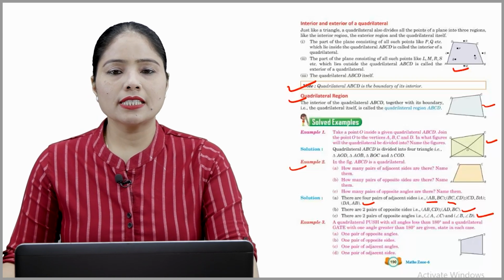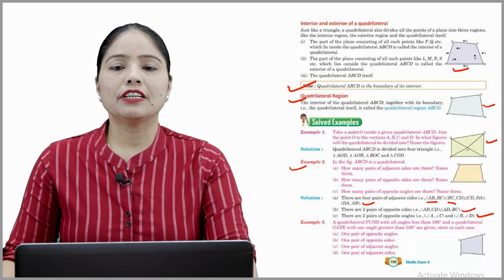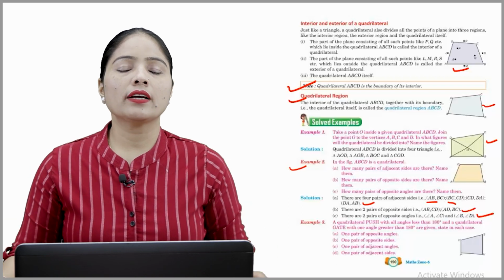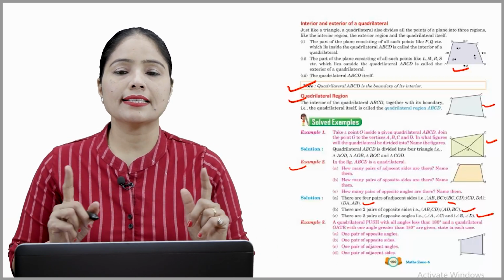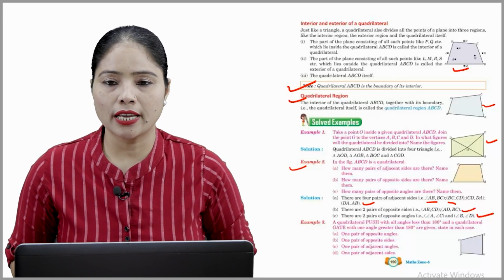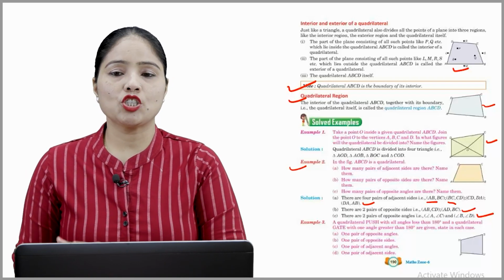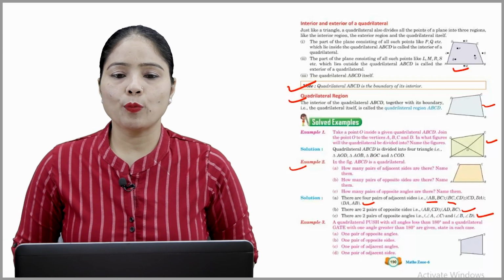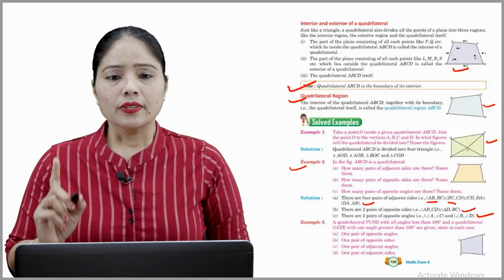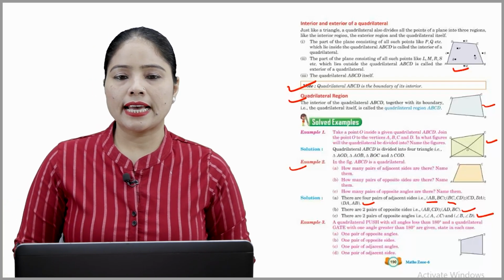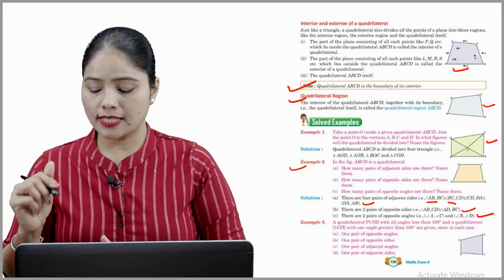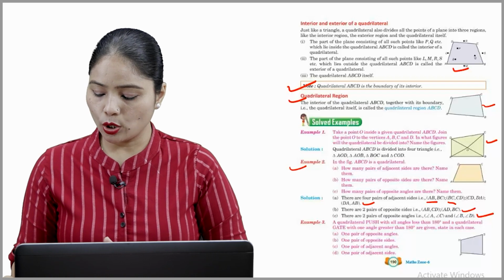A quadrilateral PUSH with all angles less than 180 degrees and a quadrilateral GATE with one angle greater than 180 degrees are given. State in each case: one pair of opposite angles, one pair of opposite sides, one pair of adjacent angles, and one pair of adjacent sides. Okay, so let's see the solution.